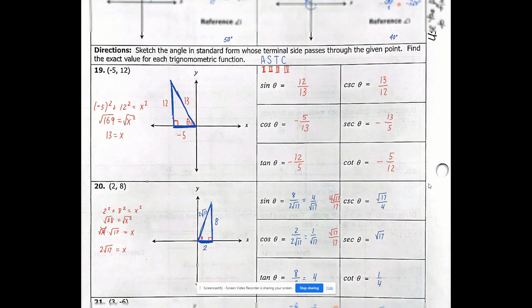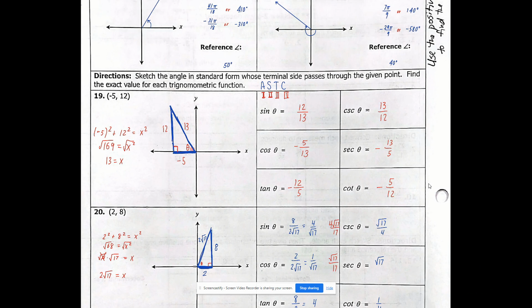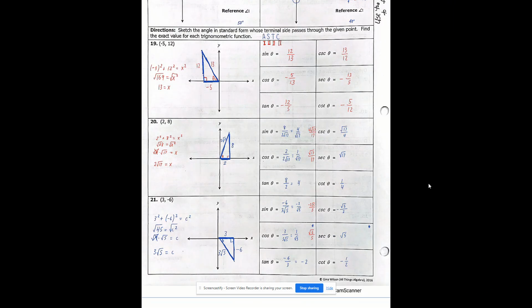Why? Because that's just the way it works when it moves in those directions. All students take calculus. So quadrant 1, all of them are positive. Quadrant 2, sine is positive. Quadrant 3, tangent is positive. And like we just saw, in quadrant 4, cosine is positive. So there you have it.